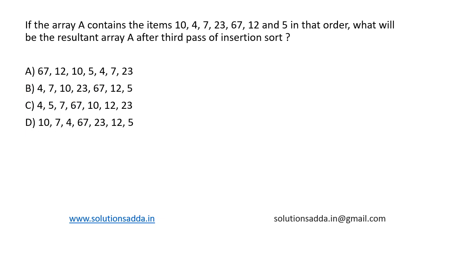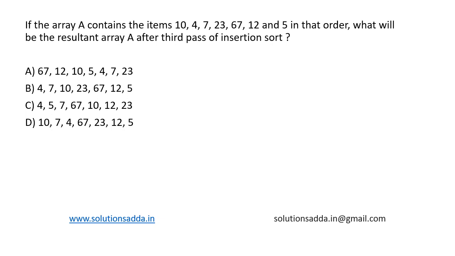This is a previous ISRO question. If the array A contains the items 10, 4, 7, 23, 67, 12 and 5 in that order, what will be the resultant array A after the third pass of insertion sort? First of all, what is insertion sort? Insertion sort is a sorting algorithm in which the values from the unsorted part are picked and placed into the correct position in the sorted part.